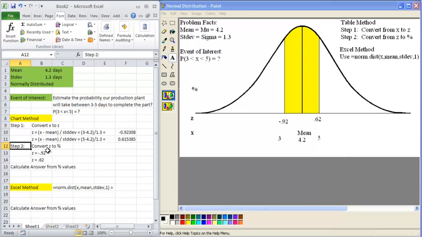Right now we need to convert those. Our next step is to convert them to a percentage. We're going to use the chart in the back of the book for this one because we're using the chart method.